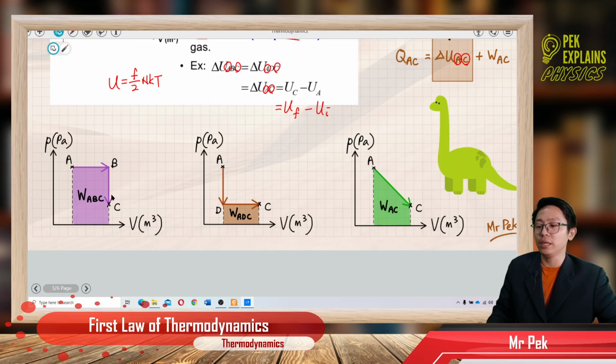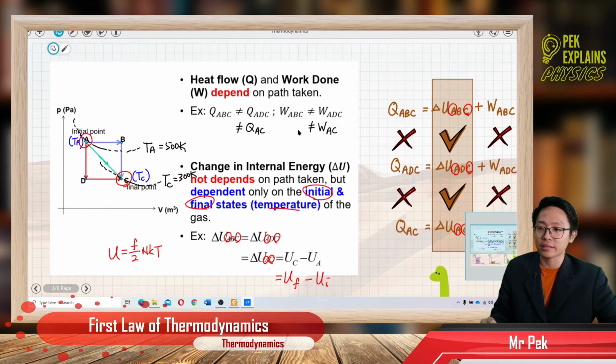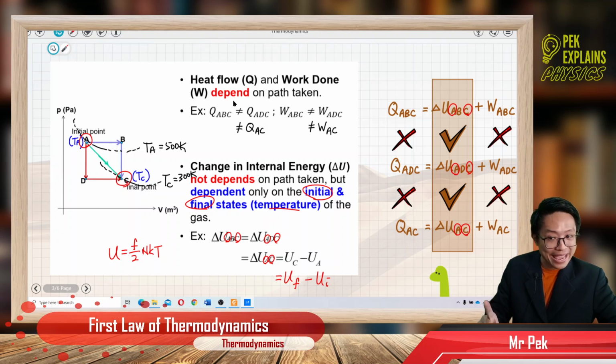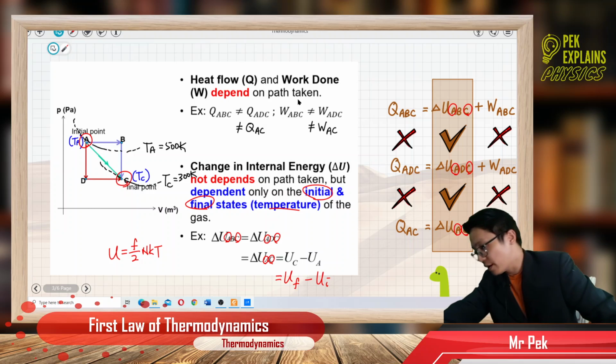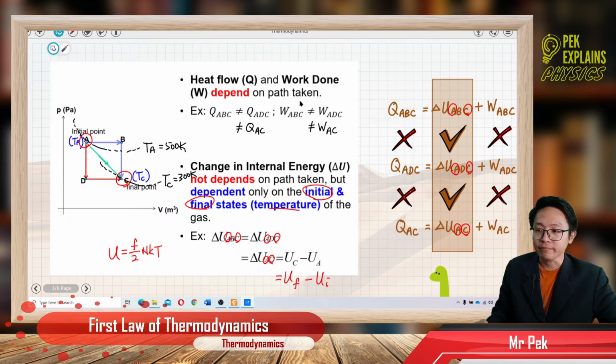From A to B to C has the most work done. A direct to C has an intermediate amount of work done. A to D to C has the least area and the least amount of work done. So different path, different work done. What I can say is the work done depends on the path taken.